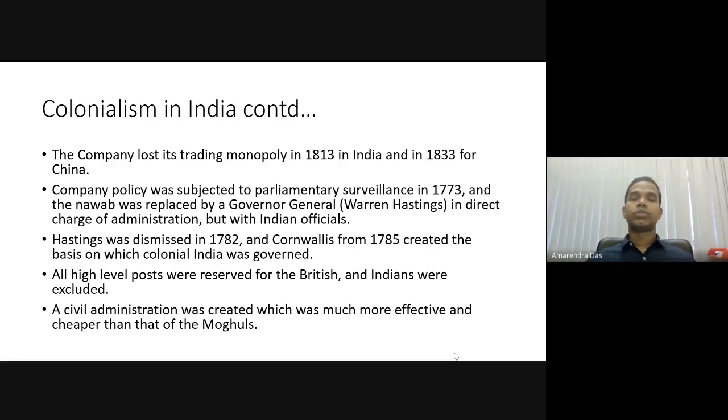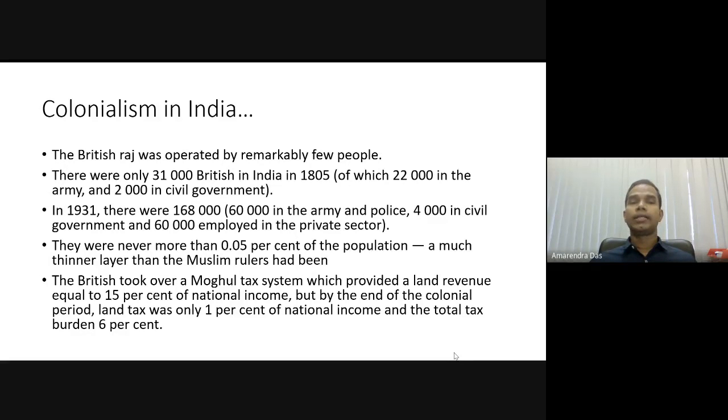So basically, the British rule starts, and the British did not use many officials. They used a very lean or thin administration, with a few officials. The top positions were held by the British, but they also used some Indians at the lower positions. If you see the numbers of British people employed in India, in 1805 around 31,000 British people were employed in India, out of which 22,000 were in the army, and 2,000 were in civil government.